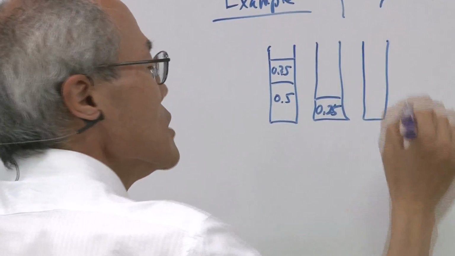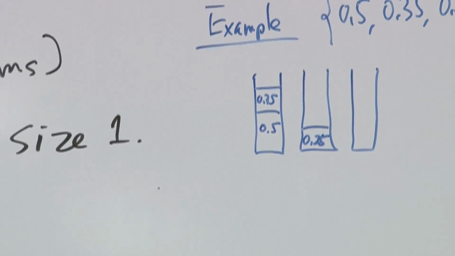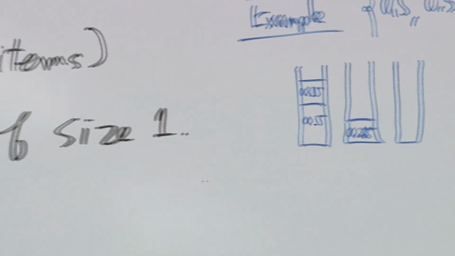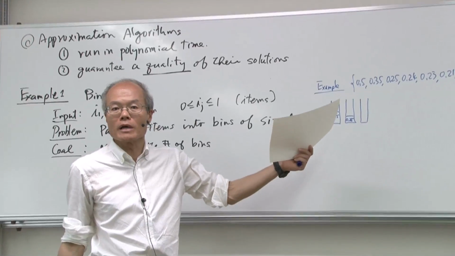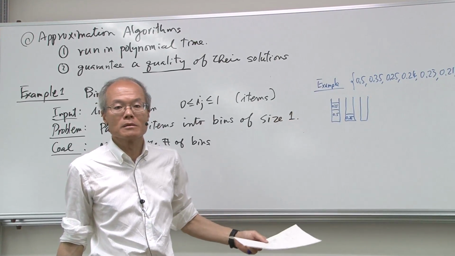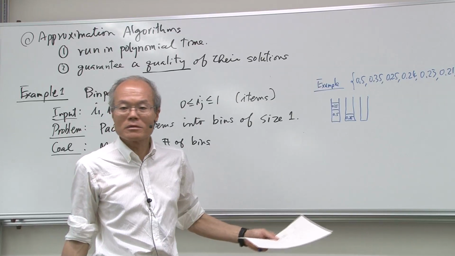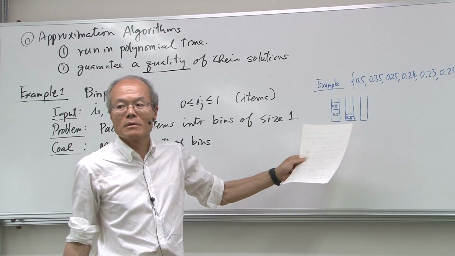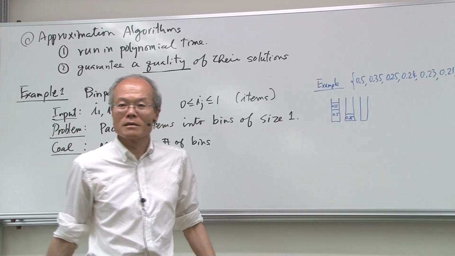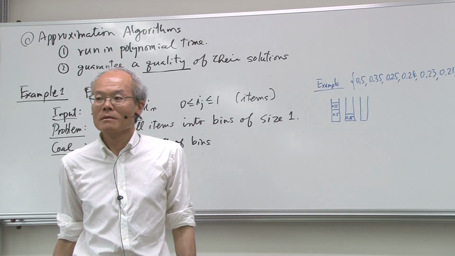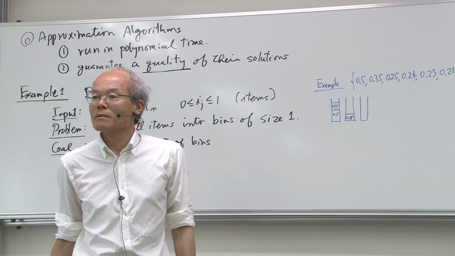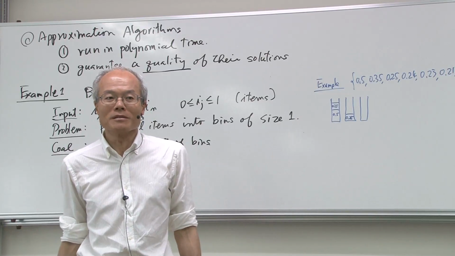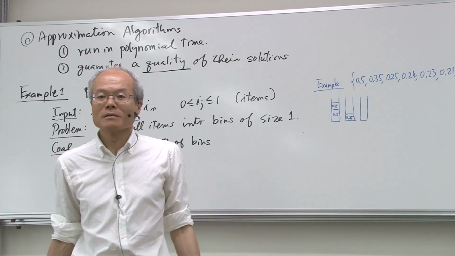And we need one more, right? Because just look at those remaining 5 items. The total sum of the remaining 5 items is obviously more than 1. That means we need another 2 bins. So this is one solution. Do you have any different solution? Our goal is to minimize the number of bins. For this solution, we need 3 bins.